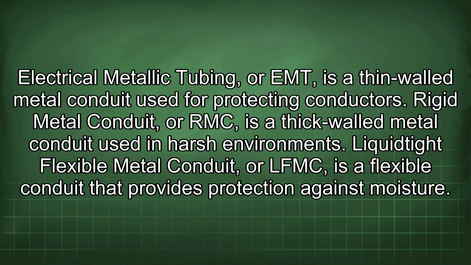Electrical metallic tubing, or EMT, is a thin-walled metal conduit used for protecting conductors. Rigid metal conduit, or RMC, is a thick-walled metal conduit used in harsh environments. Liquid-tight flexible metal conduit, or LFMC, is a flexible conduit that provides protection against moisture.